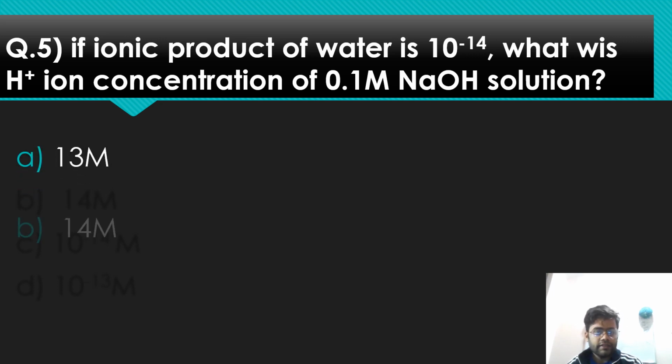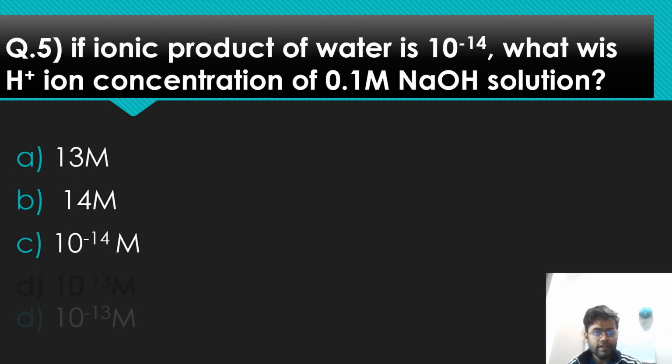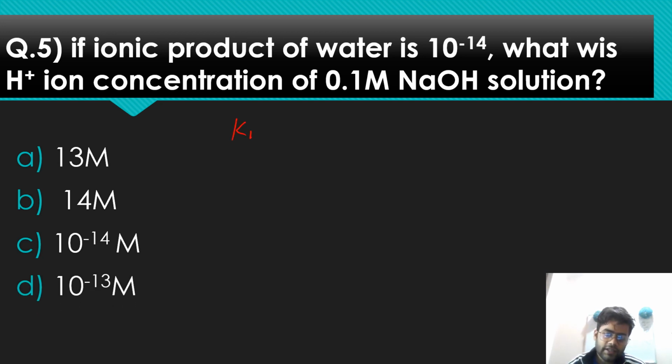Next question we have here. If the ionic product of water is 10 to the power minus 14, we know the ionic product of water Kw equals 10 to the power minus 14. What is the H plus ion concentration of 0.1 molar NaOH? So we have to calculate the H plus ion concentration in 0.1 molar NaOH.